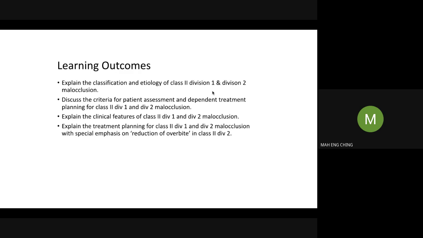So same with the Class 2 Division 2. Class 2 Division 2 is a bit tricky, because usually these patients have a severe deep bite. So you have to open up the bite first. How you're going to open up the bite is by using a simple removable appliance with the anterior bite plane, then allow the over-eruption of the molars, upper and lower. But this can only be done on growing patients. If they're non-growing patients, a lot of time you have to use braces or sometimes even surgery for the severe case.